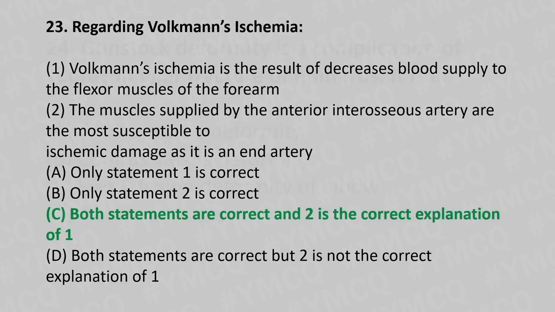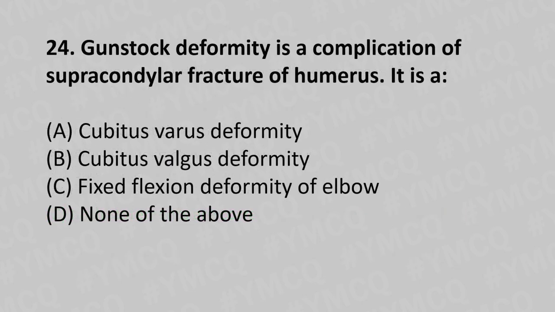Moving to our 24th question. Gunstock deformity is a complication of supracondylar fracture of the humerus. It is a option A, cubitus varus deformity. Option B, cubitus valgus deformity. Option C, fixed flexion deformity of the elbow. Option D, none of the above. And the answer is option A, cubitus varus deformity.